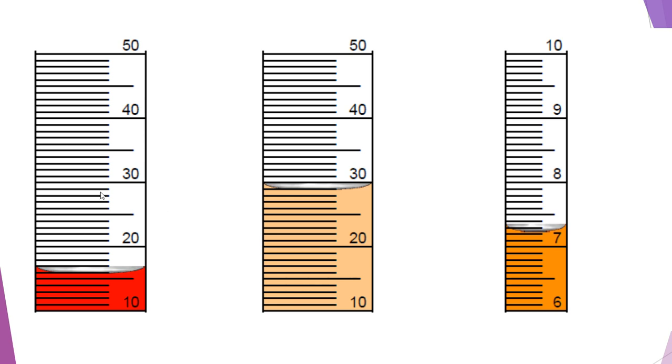For the first graduated cylinder, remember we want to measure at the bottom of the meniscus. So the bottom of this meniscus is above 10, and we want to see how many hash marks above 10 it is. So we have 1, 2, 3, 4, 5, 6 hash marks above 10. Each hash mark is representing 1 milliliter because the next division is at 20. So 6 milliliters above 10 would be 16 milliliters, and we would want to write that as 16.0 milliliters.